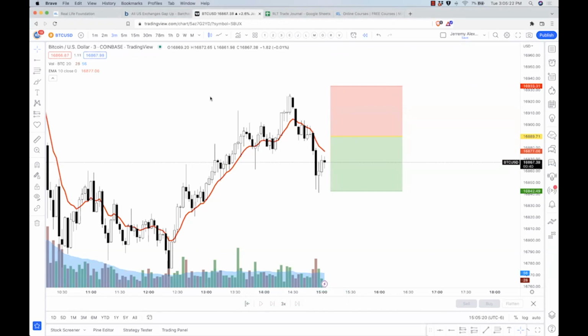Now, just looking at the last 3 hours, what we're going to look at is the 10 EMA strategy, and then we're going to go back a little bit more in time. I'll do it live.